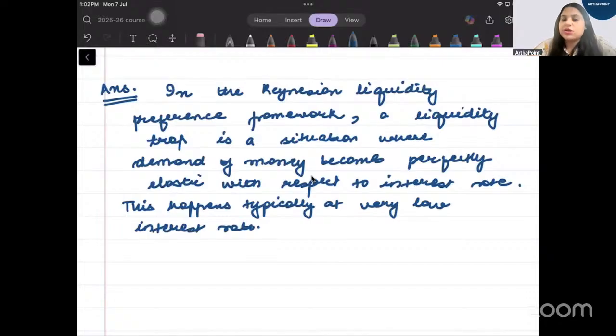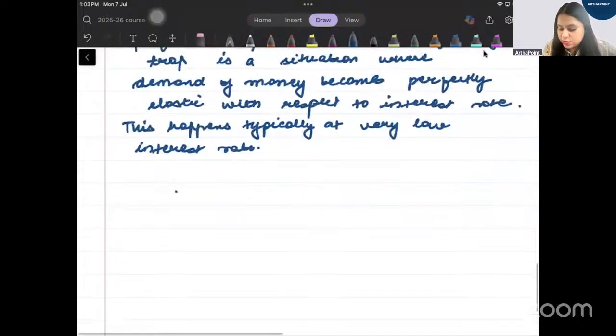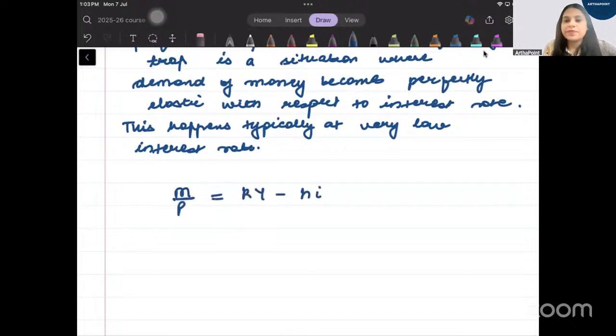Now I want to highlight one more thing here. If you are well aware of the equation, you can write it; it is not necessary. You can score 100% marks even when you are not aware of the equations. If you don't know the equation and explain theoretically, you will still get the right marks, right? So if I think I know the equation well, then I will write this equation that M by P is equal to ky minus hi, right? So dM by P, how money changes when interest rate changes, is minus h.